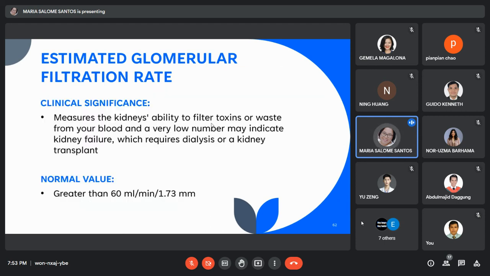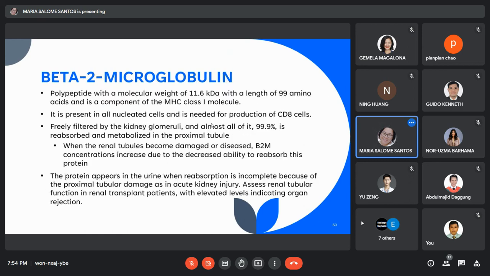The clinical significance of eGFR is that it measures the kidney's ability to filter toxins or waste from your body, and a very low number may indicate renal failure, which requires dialysis or a kidney transplant. For the normal value, it should be greater than 60 ml per minute per 1.73 m².